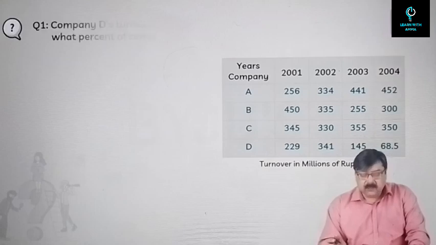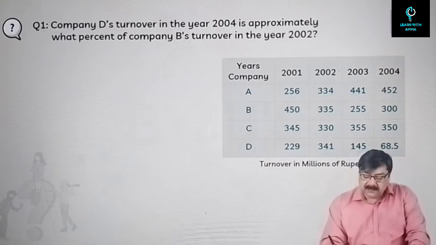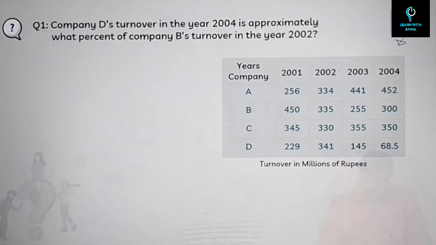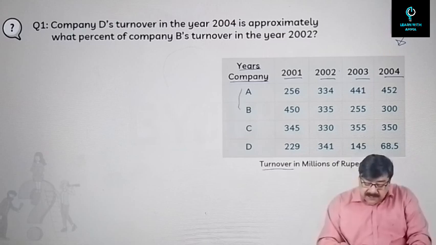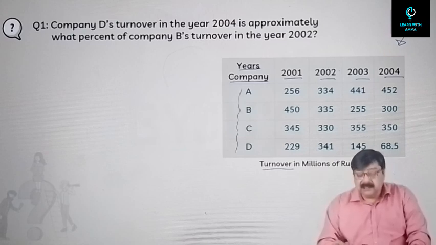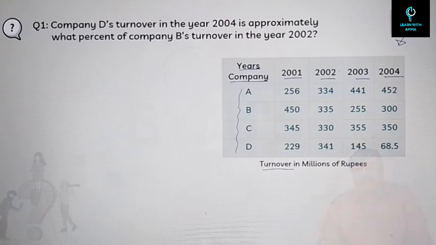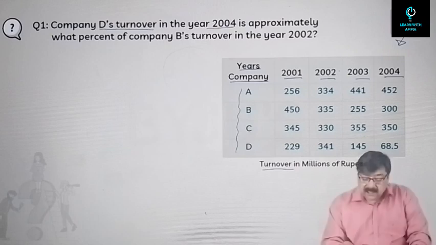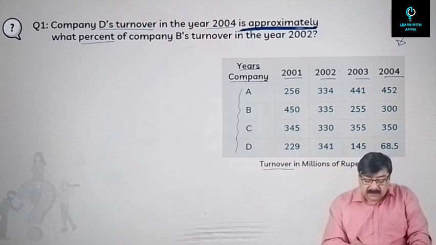Now let us have a look at a question here. We have been given a table which shows the turnover of a company in various years, 2001, 2002, 2003, 2004. And there are four companies, A, B, C, D, and their turnovers are given for various years. Now the question asked here is, company D's turnover in the year 2004 is approximately what percent of company B's turnover in the year 2002?